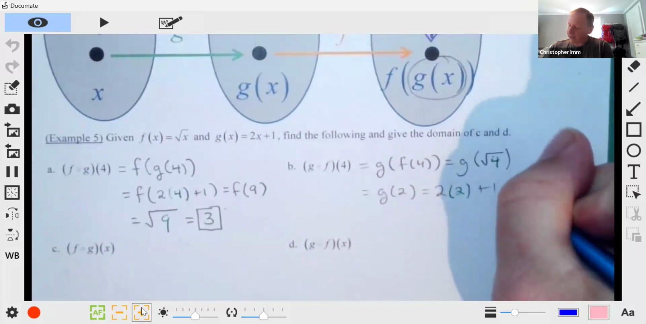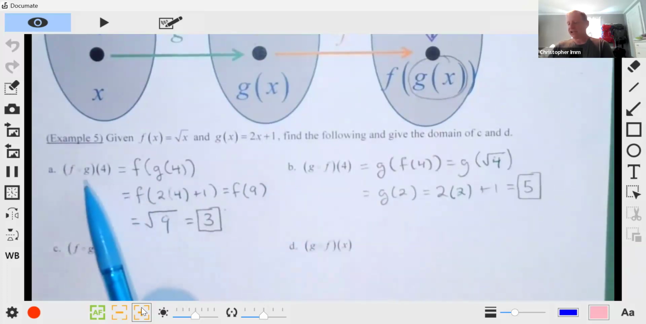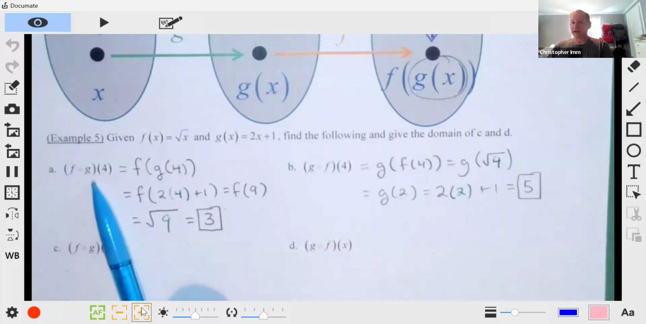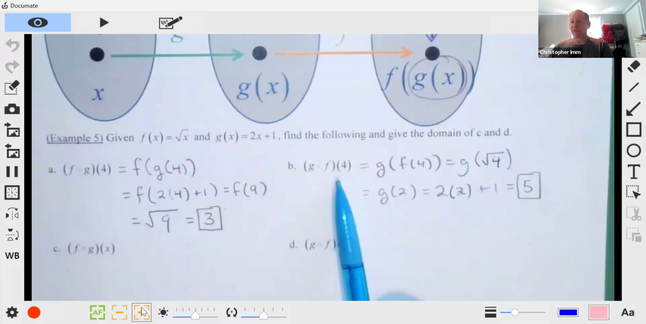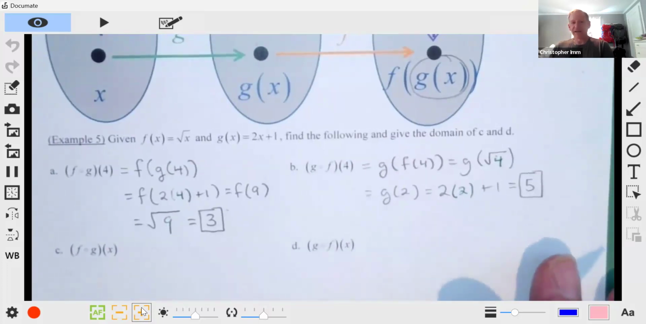So here I want to drive home the point with this example is that we're just evaluating these functions at a point, the compositions at a point, but f of g is generally not the same as g of f. When it is, we're going to have a special relationship, which we'll see in the next section, actually.